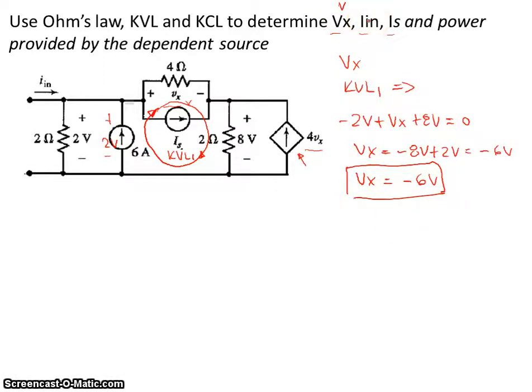Now let's try to find I sub in. In order to find I sub in, we need to then see that this is a node, this is a node, current I sub in goes into this node, we have this current that comes out of this, and it's going to be this voltage divided by that resistance, 2 divided by 2, is going to be 1 amp. We have 6 amps coming in. Over here we have this other current, and we know this is going to be 8 divided by 2, 4 amps going out, and then we have this current 4 V sub x going in.